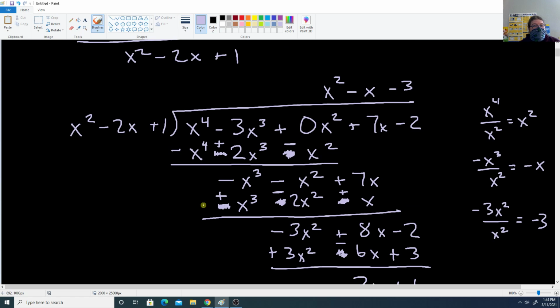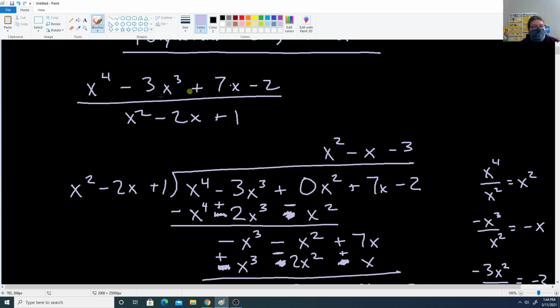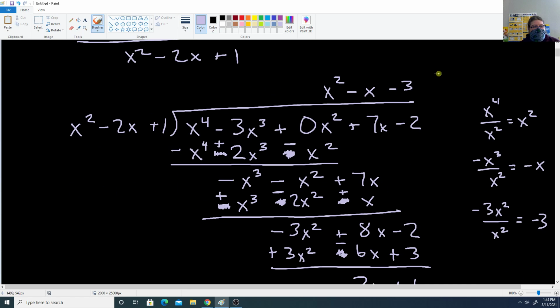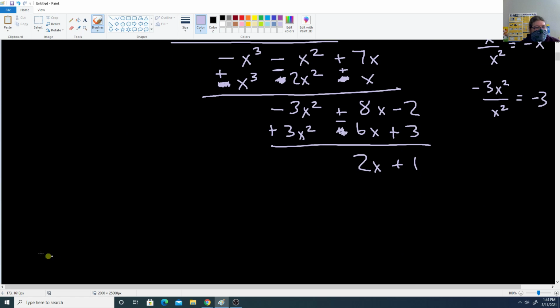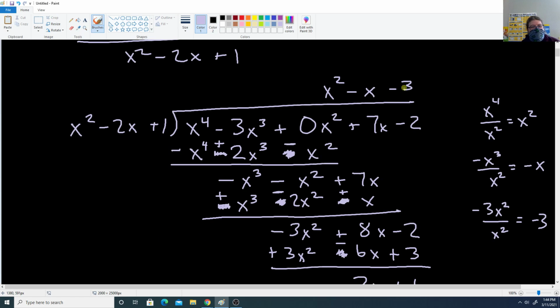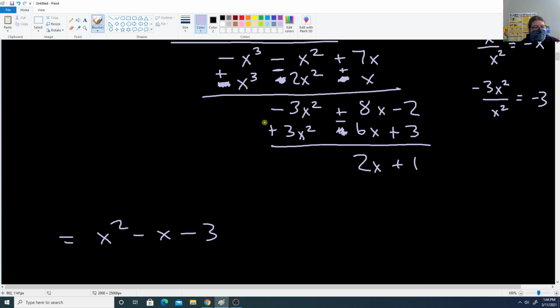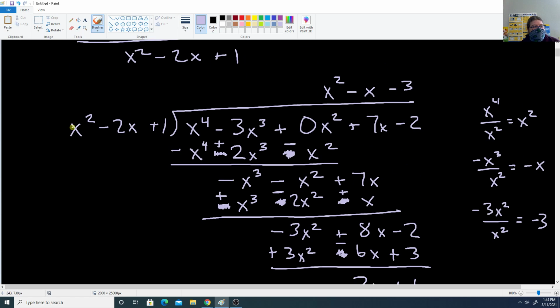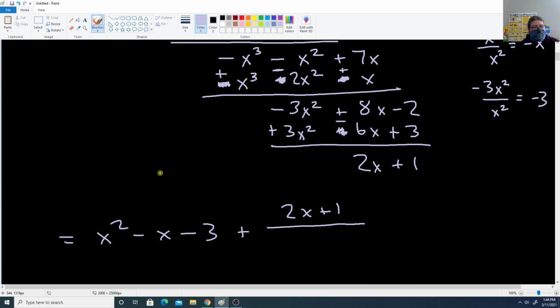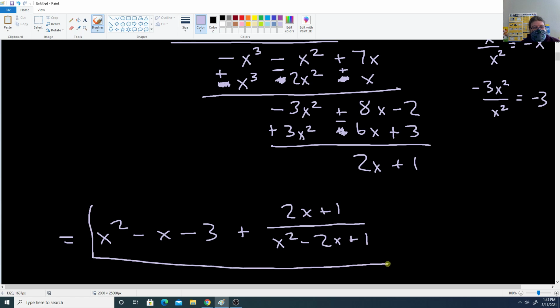So when we go to write our answer, this is dividend over divisor. Our answer will be the quotient, which is x squared minus x minus 3, which is what we generated up here, plus remainder over divisor, where the divisor was x squared minus 2x plus 1. And that is polynomial long division.